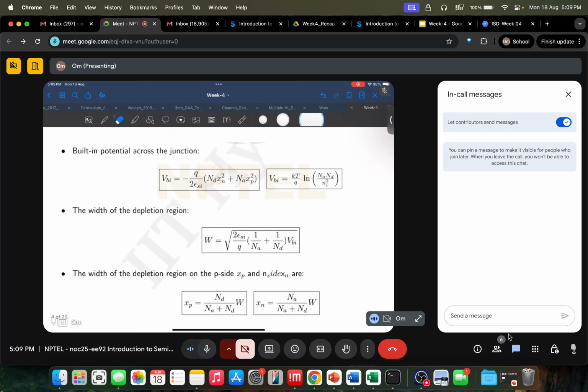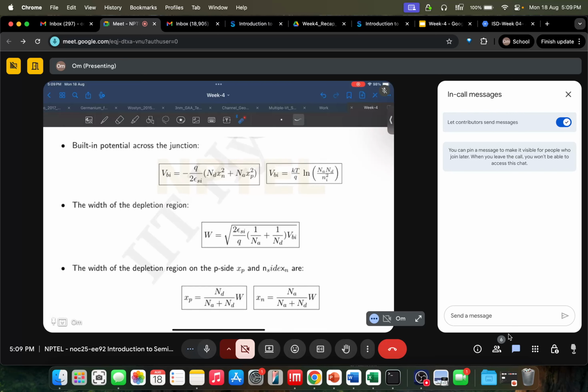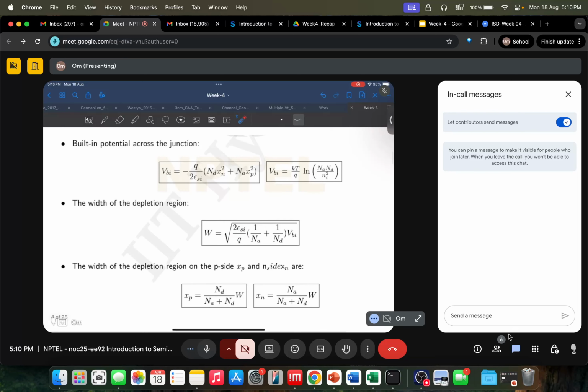And the built-in potential across the junction is minus Q by 2 epsilon into NDXN square plus NAXP square, which you can also derive as VBI equals KT by Q ln of NAND by ni square. The width of the depletion region W is given by the square root of 2 epsilon Si by Q, 1 by Na plus 1 by Nd, into VBI. And the width on the P side is Nd by Na plus Nd into W, and on the N side is Na by Na plus Nd into W.